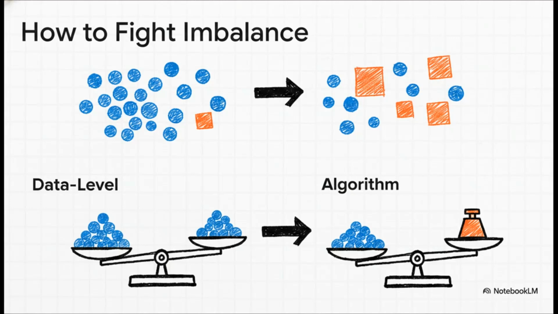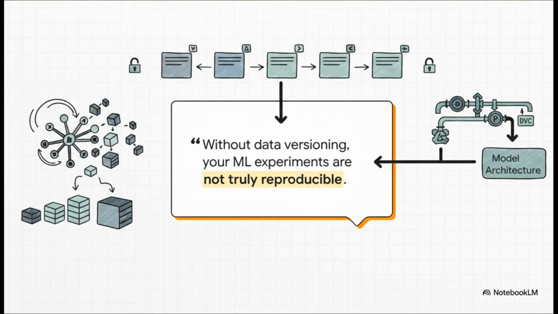So, how do we fight back? Well, there are two main strategies. At the data level, we can actually generate more examples of that rare class using techniques like SMOTE. At the algorithm level, we can tell our model to pay way more attention to the minority class by penalizing mistakes on it more heavily. Most frameworks, like scikit-learn or TensorFlow, have a simple class weight parameter you can just set to balanced to do this for you.